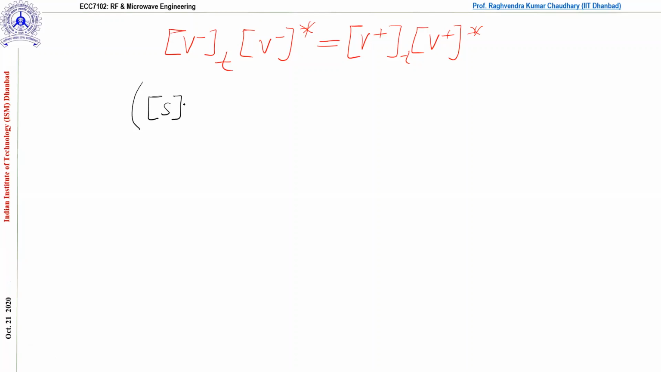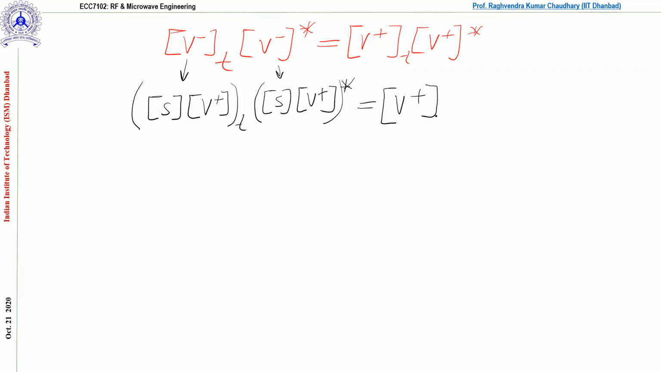Matrix S and a column matrix of V plus. Fine. Transpose. Okay, this part I have written like this. Fine. Now this part we can also manage like this. So S matrix and V plus matrix, overall complex conjugate. Fine. So this is V plus transpose V plus conjugate. Now the thing is, we can see from this equation a little bit of rearrangement is required and we will be having a very good result.